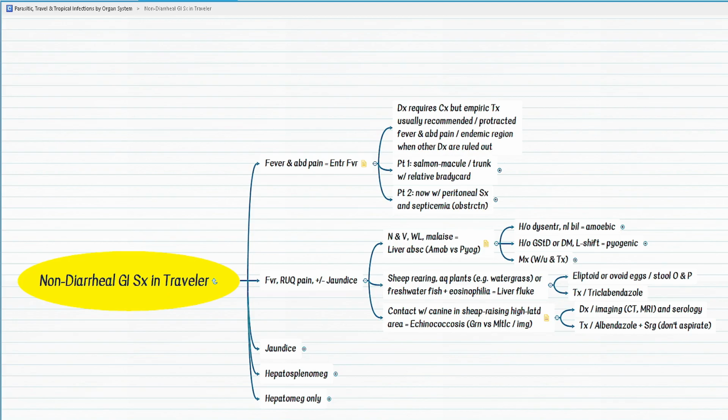Next, I will briefly discuss some differential diagnosis in other non-diarrheal GI symptoms in travelers, including those with jaundice, hepatosplenomegaly, or hepatomegaly only.